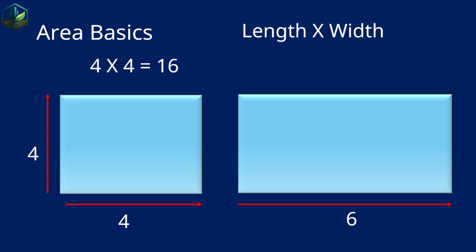Here's a rectangle. To find its area, we multiply length times width. This one is 6 units long and 4 units tall, so its area is 6 times 4, which is 24 square units.